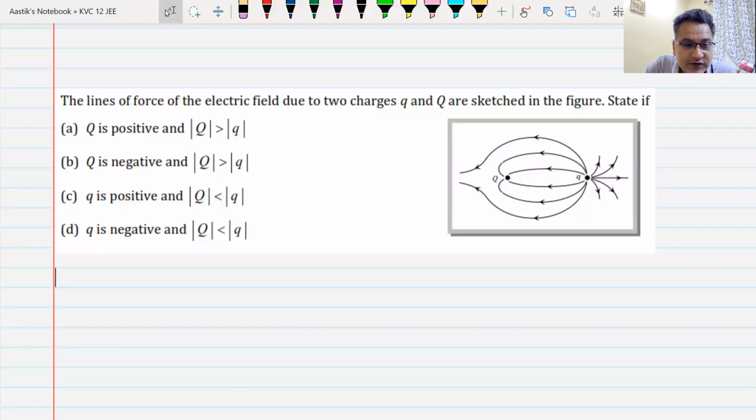The lines of force of the electric field due to two charges, small q and capital Q, are shown in the figure. State if... four options.